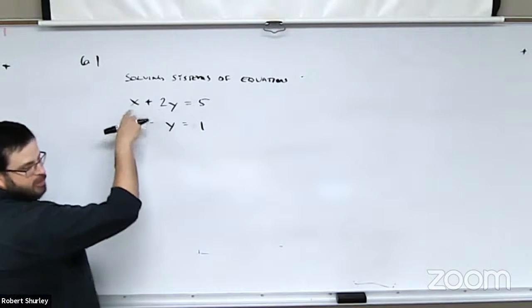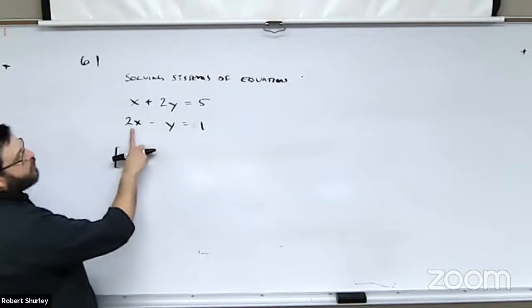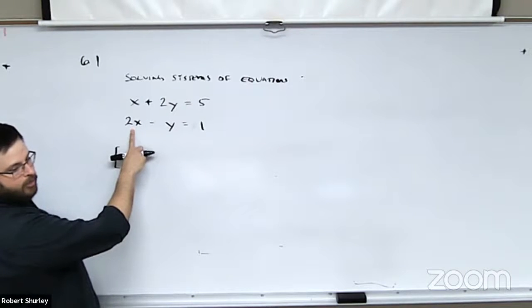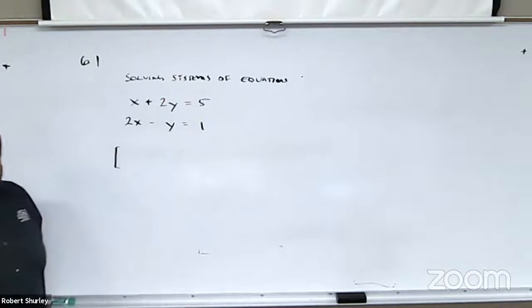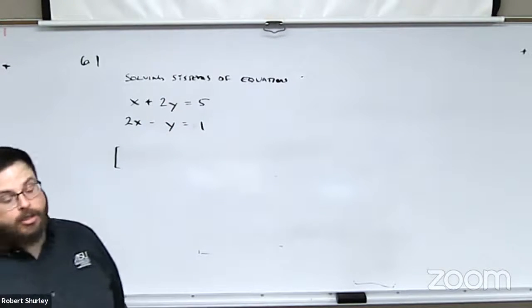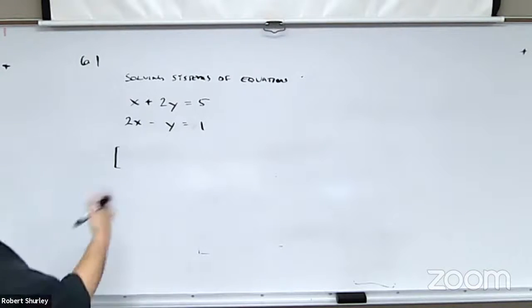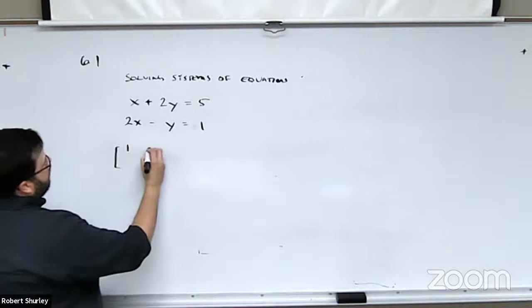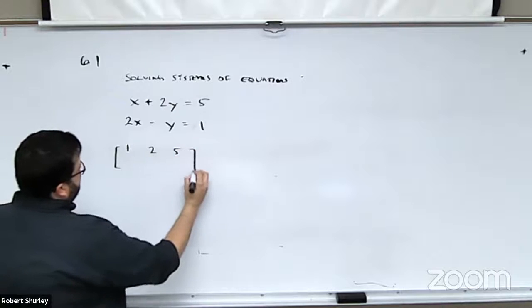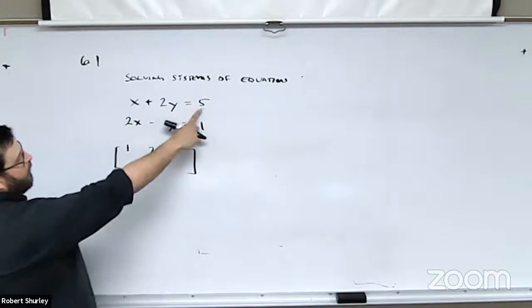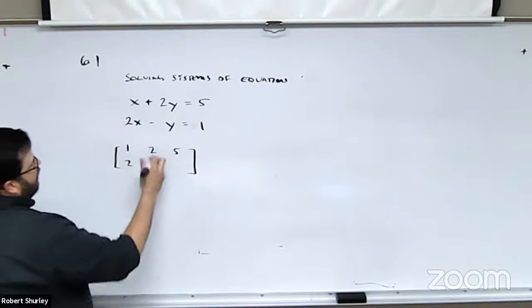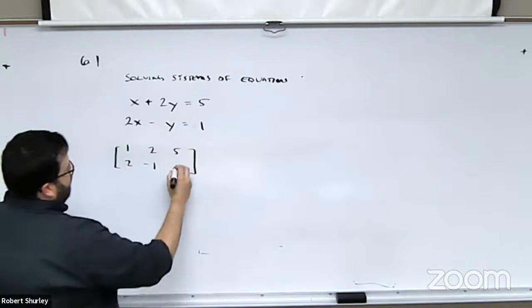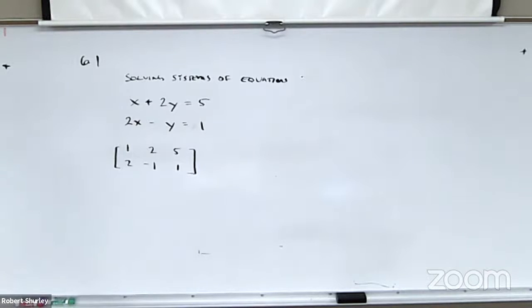Remember, I've got the x's on top of the x's. That's so important. If we wrote the y's here, like the y here and the x here, we'd have to flip it. So they have to match vertically. You have to match vertically, and really you match horizontally as well. It's just the equation. So we got 1, 2, 5, right? 1x, 2y, and 5. And then we've got 2, minus 1, and a positive 1. So here's our augmented matrix.